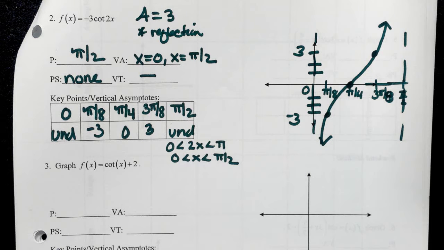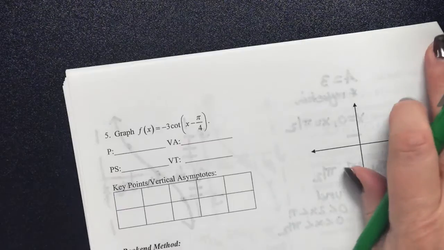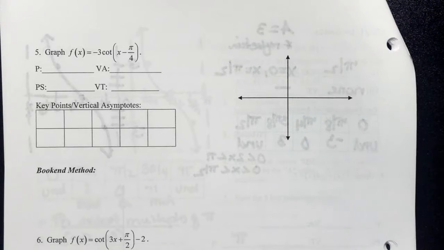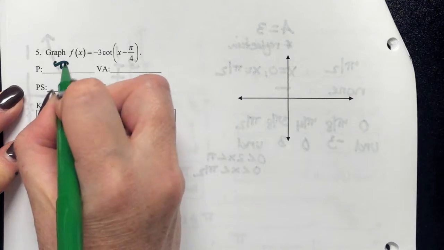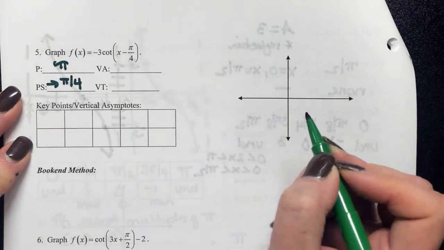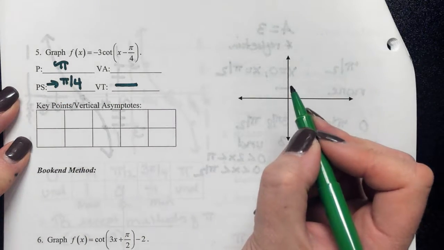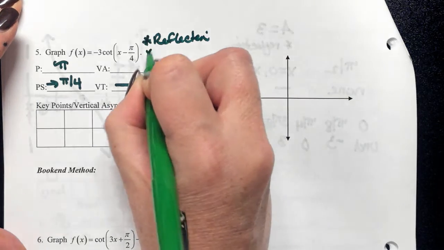So any questions on graphing a reflected cotangent with a period change? Let's do one with a phase shift. Let's go to number 5. What's my period in number 5? Pi. Do I have a phase shift? Yes. I'm going to go where? Right, pi over 4. Do I have a vertical translation? No. What do I have happening, though? I have a reflection, and I have a stretch of what? 3.